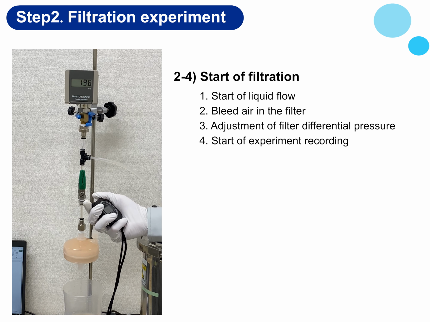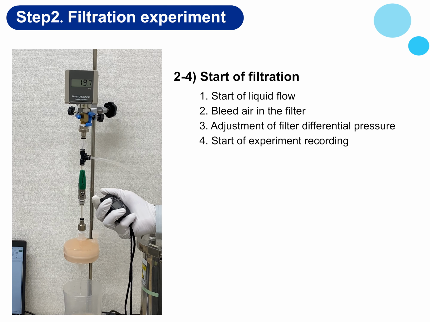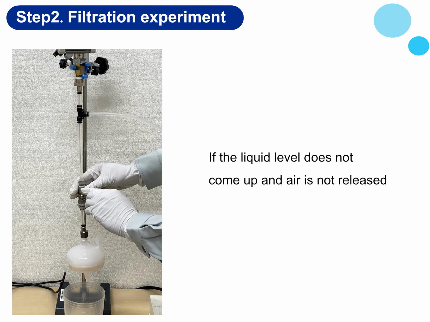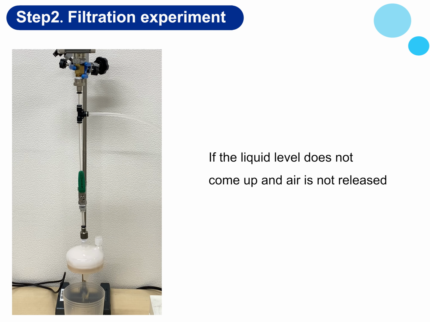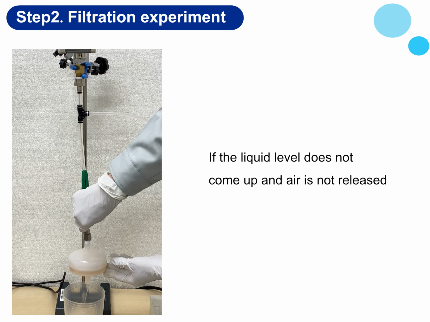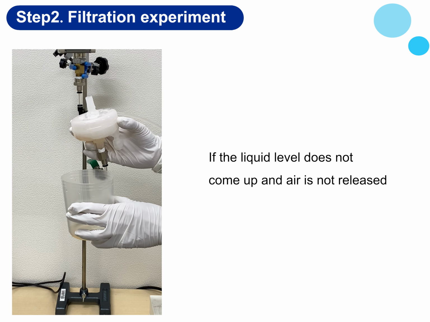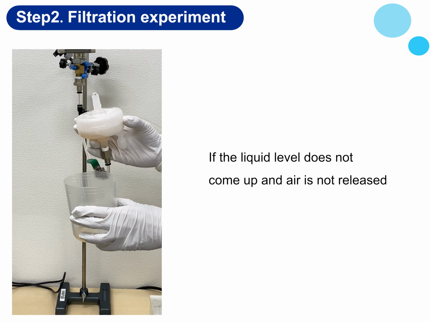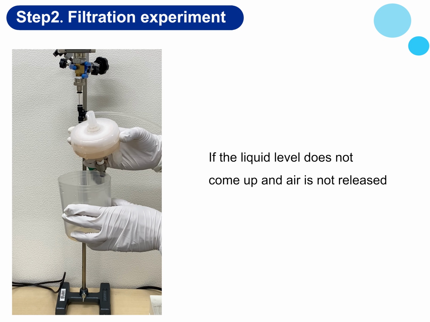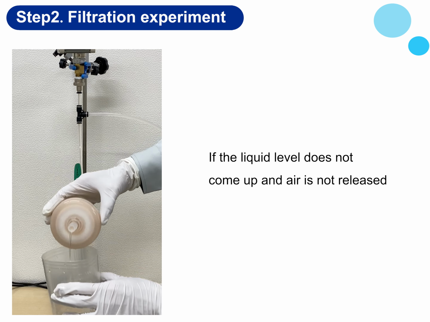Start measuring time with a stopwatch or similar device. If air cannot be vented, even with the valve fully open, close the air vent and turn the outlet side of the filter upward to release the internal air from the filtrate side. Similarly, when using a filter without an air vent, it is effective to turn the filter outlet side upward to release the air.